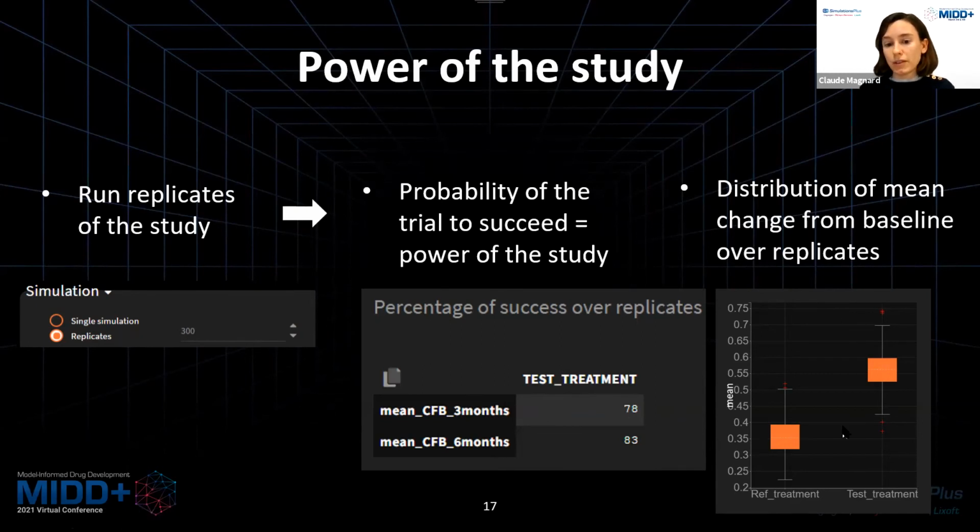This 83% is good, but let's say it's just a bit low compared to what I want, which is to have at least 85%. So this means I will need more individuals in each treatment arm to have a more significant result. So in that case, I will increase the sample size.